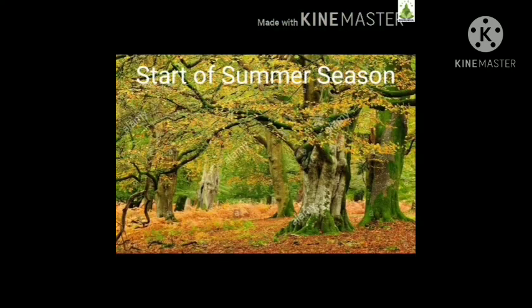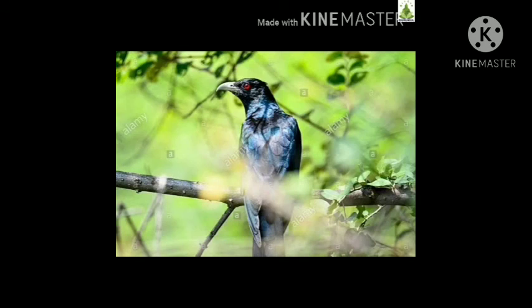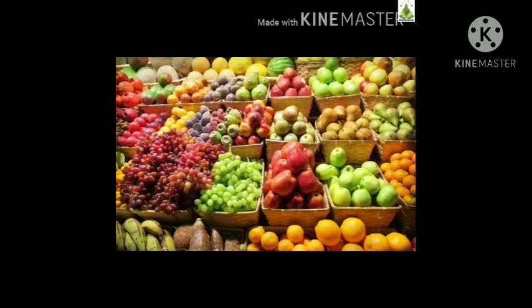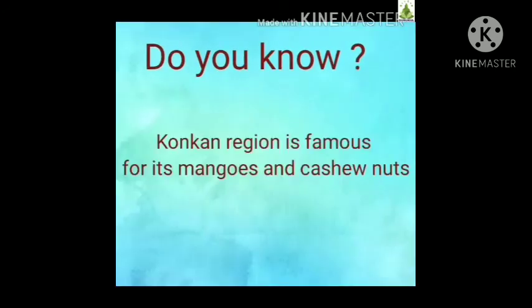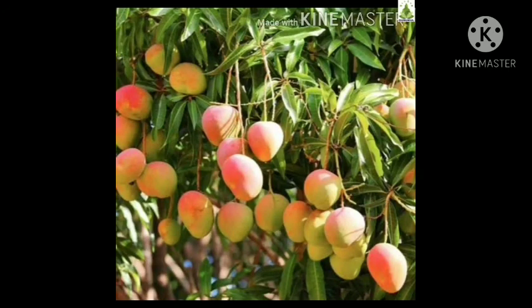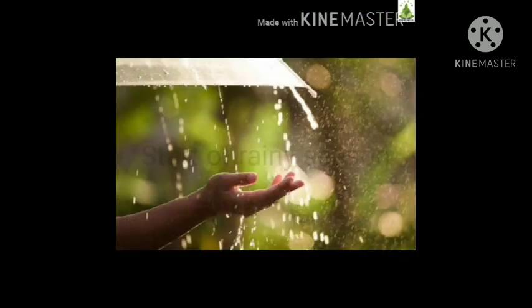By March, summer season starts. We feel very hot. In this season, new leaves appear on the trees. These leaves are reddish and shiny, and we can also hear the call of the koel in many places. In summer, markets are full of fruits because this is a season of fruits. Students, you all must know that the Konkan region of Maharashtra is famous for its mangoes and red-yellow cashew apples. Let's see what changes take place in a rainy season.